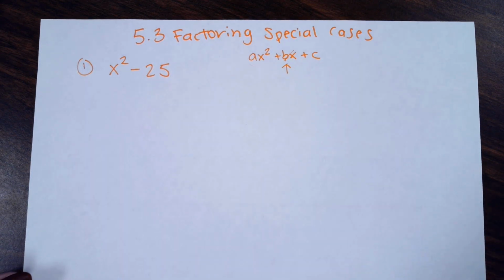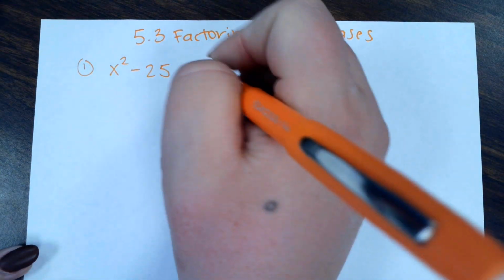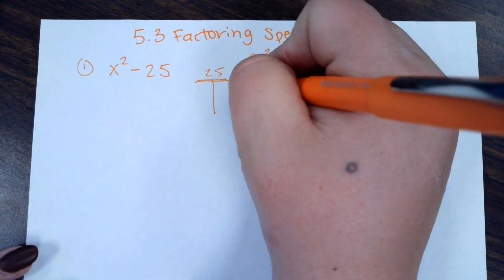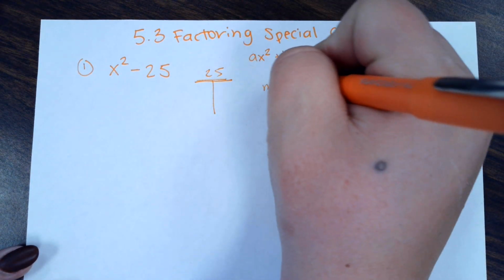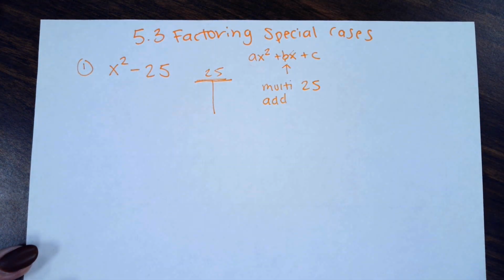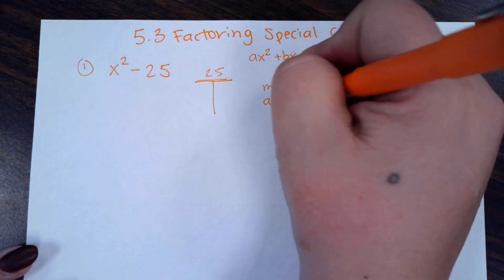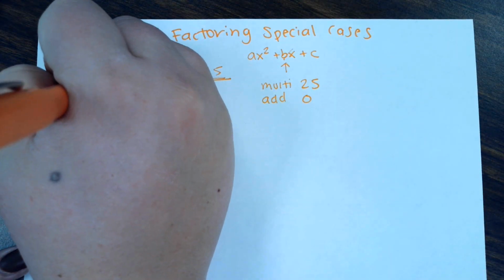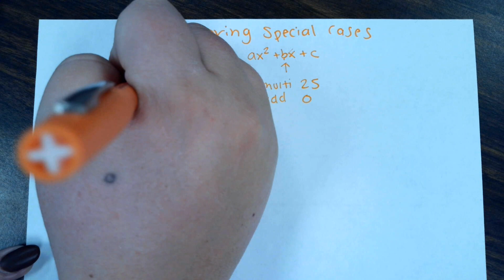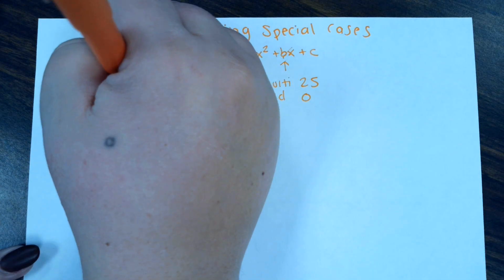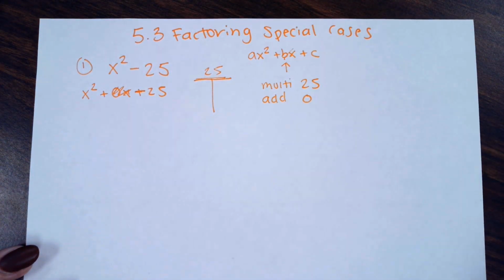So let's factor like we normally would. You can either guess and check, or do your box method. I'm just going to think of some factors of 25. Remember, we need them to multiply to 25. That's why we're looking for factors of 25. But what number do we need them to add to? Well, they need to add to 0, right? Because really, the b value is 0. This is really x squared plus 0x minus 25. But we don't write the 0x because that's silly. So we just have x squared minus 25.